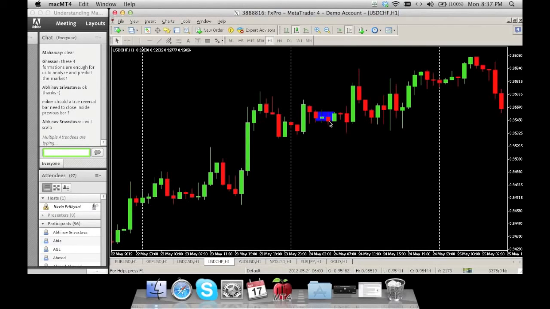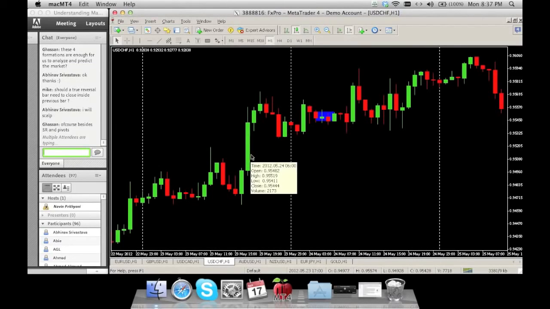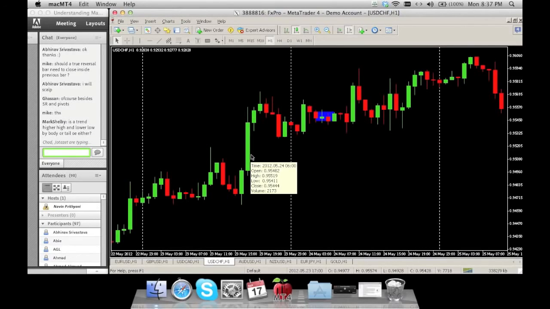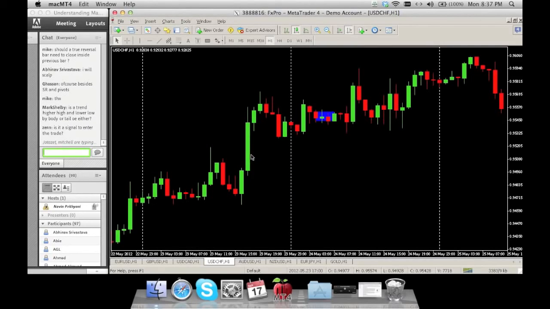Okay, Mike, should a true reversal bar need to close inside the previous bar? For exhaustion candle, yes, that is correct. Abhinav, try to avoid scalping, but if you have not done much of it, then go for it, get it out of your system. But if you can avoid it, avoid it. Mark, is a trend higher high and lower low by body or tail or either? By tail, Mark. Zen, is it a signal to enter the trade? No. Zen, these patterns are not signals.